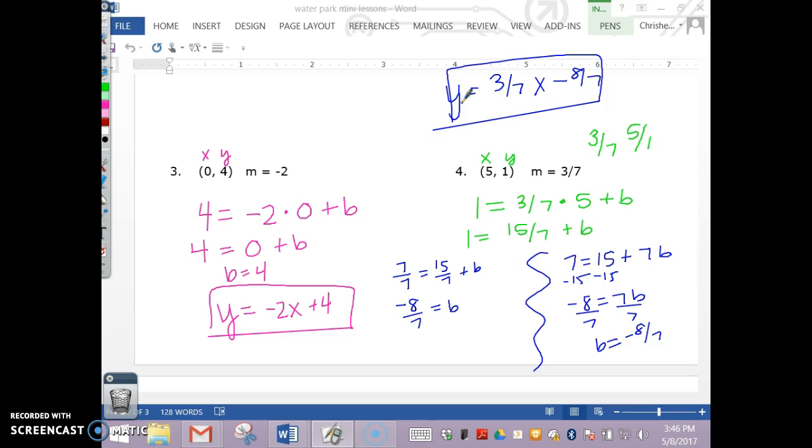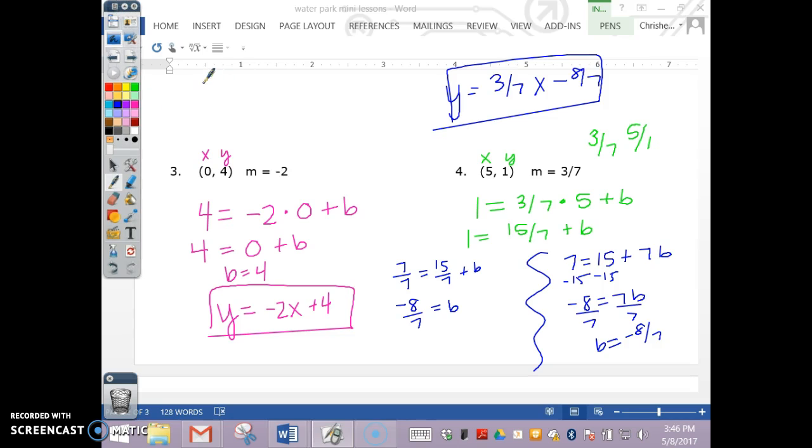Okay, now on your project, I give you 2 points that I want you to find the equation, the line between them. So I might say water slide 1 and the bathrooms. Well, you'll have an ordered pair for water slide 1. You'll have an ordered pair for restroom, so this might be 5, 2, and this might be -7, 11.